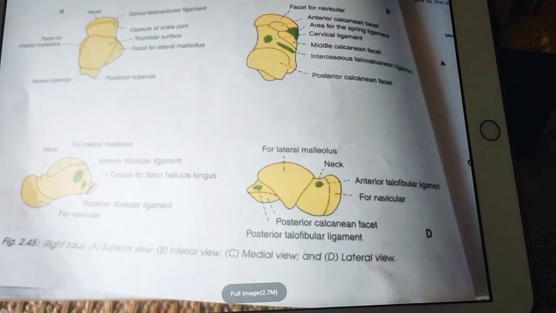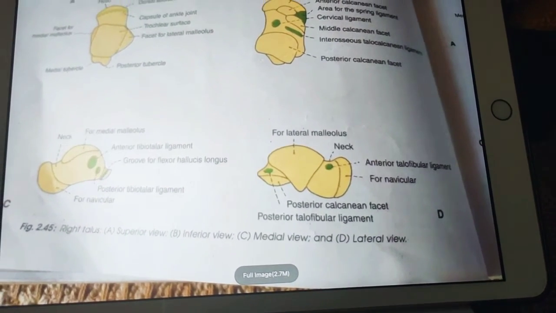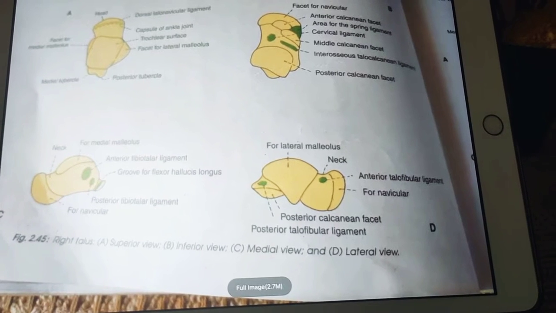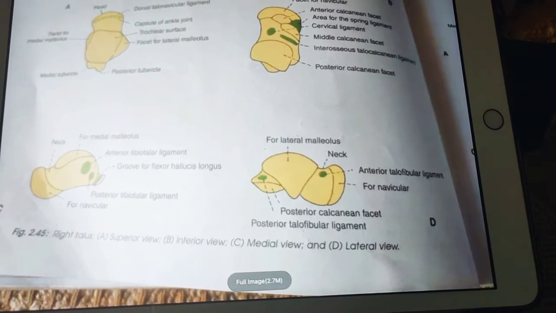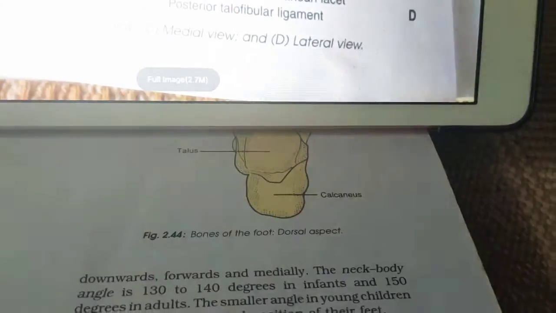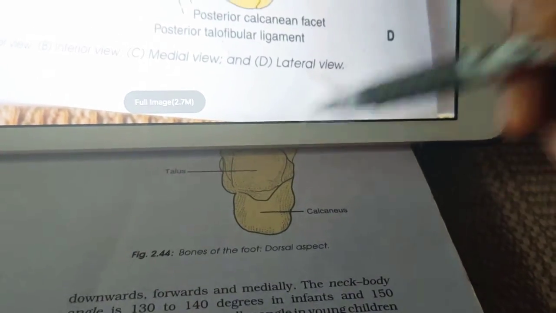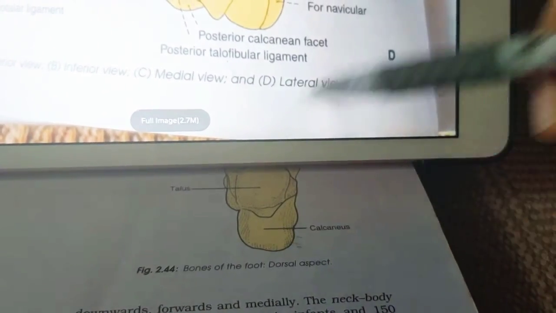Now we are going to start talus anatomy. If you see, the talus is the second largest tarsal bone. Among tarsals, we know that there are a total of 7 tarsal bones. The first largest bone is the calcaneus, and the second one comes the talus. Here in this diagram you can see this is the calcaneus and this is the talus. The talus is the second largest bone, and the calcaneus is the first largest bone.